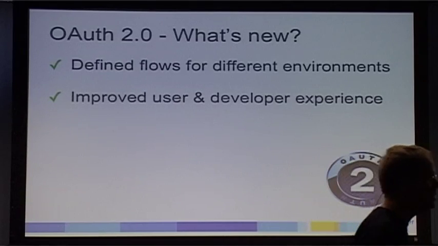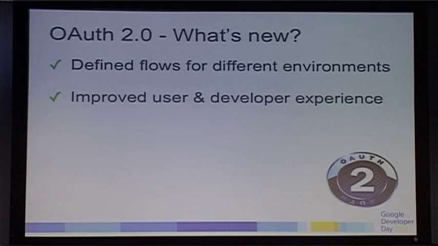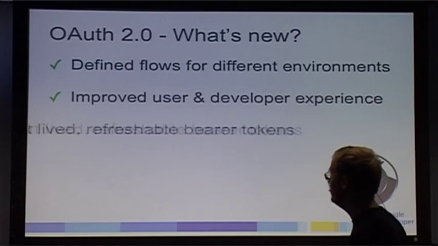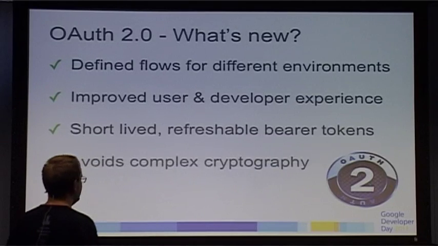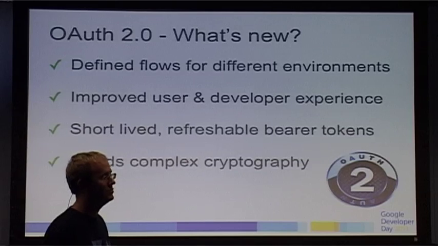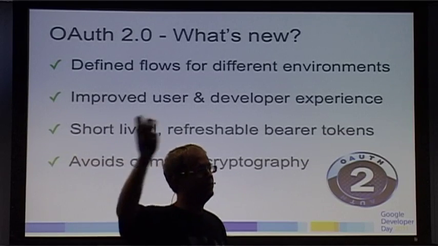The biggest thing with OAuth 2 is an improved developer experience. It basically makes your lives easier. It makes your lives easier by giving you short-lived, refreshable tokens, and most importantly, eliminating cryptography. So how many of you have used OAuth 1?